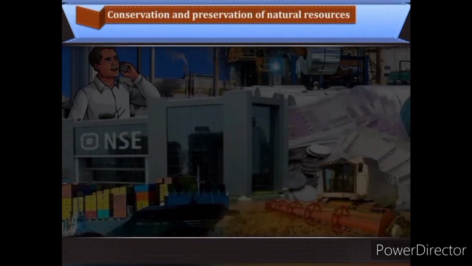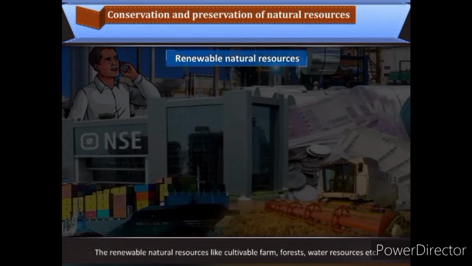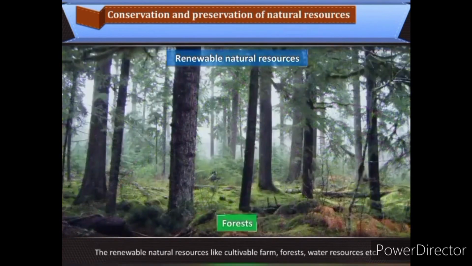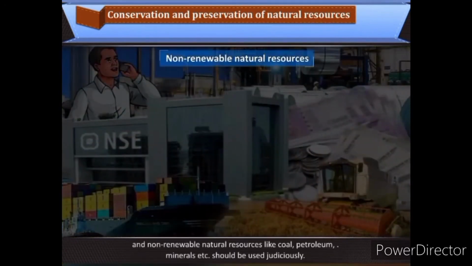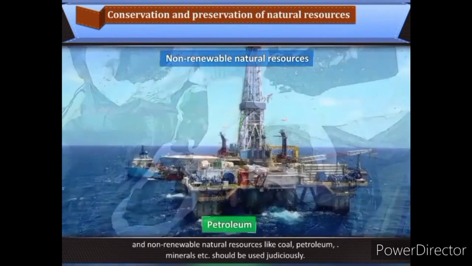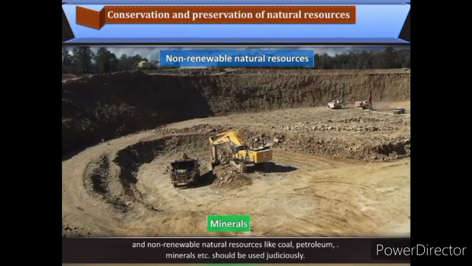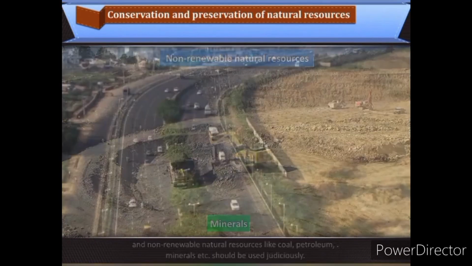Conservation and preservation of natural resources. The renewable natural resources like cultivable farms, forests, water resources, etc. should be used in such a way that their quality is maintained, and non-renewable natural resources like coal, petroleum, minerals, etc. should be used judiciously.